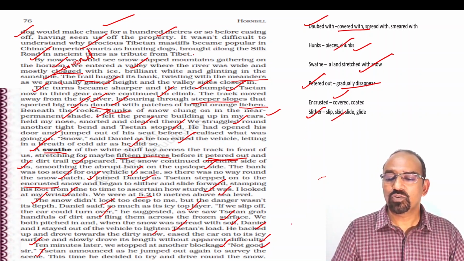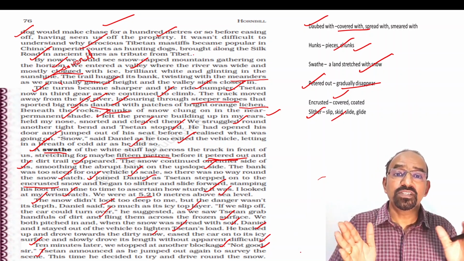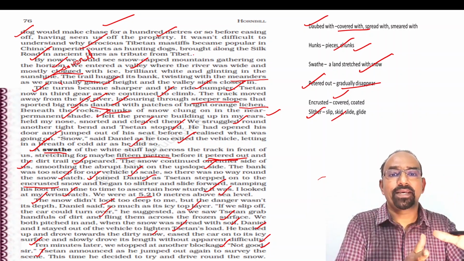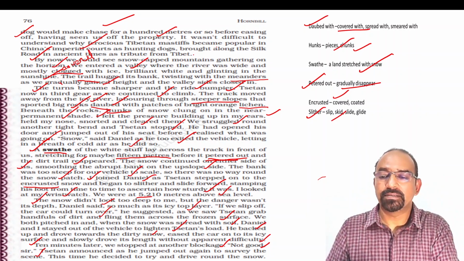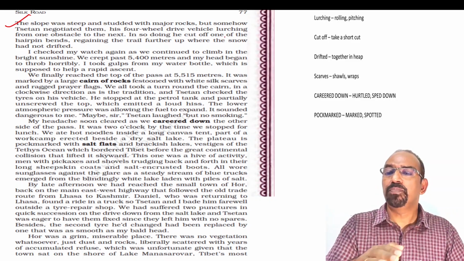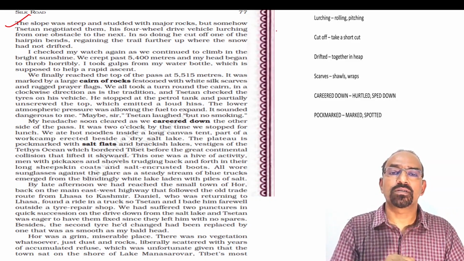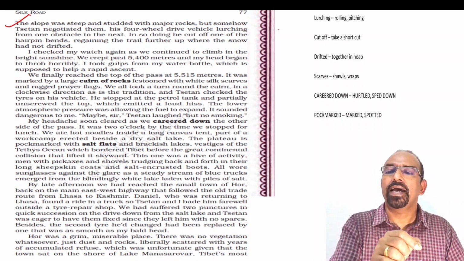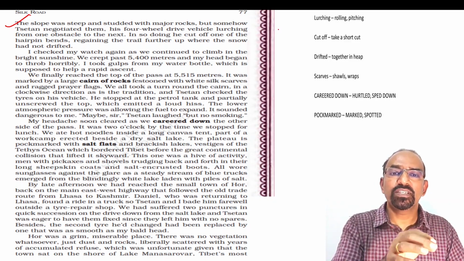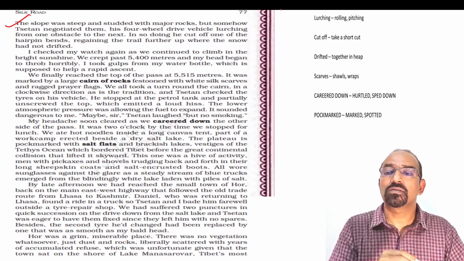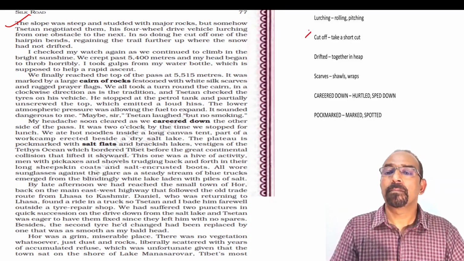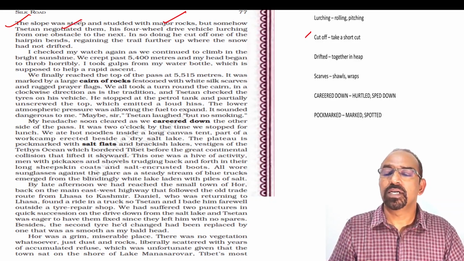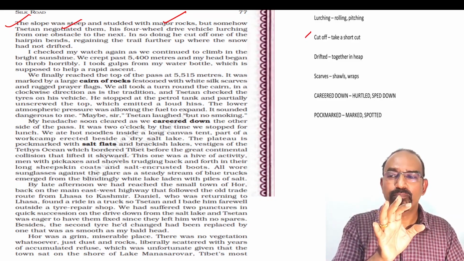This time he decided to try and drive around the snow. There was enough space there to drive around it, and somehow he managed it. But the slope was steep and studded, meaning covered, with major rocks. But somehow Satan negotiated them.